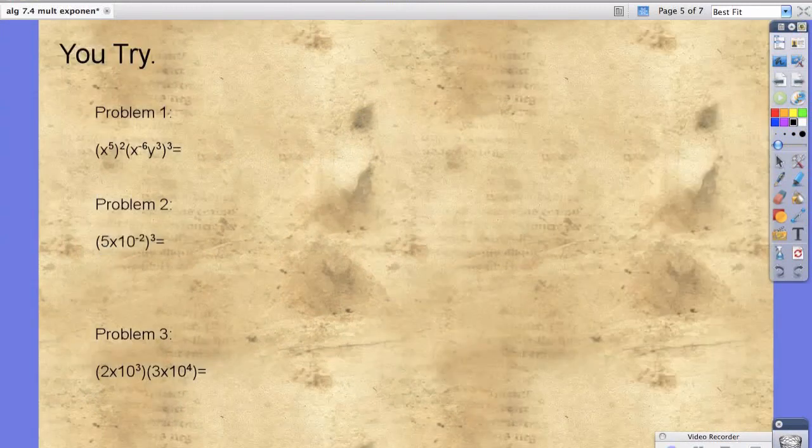Now it's your turn. I want you to try problems 1, 2, and 3, add them onto your notes, and we'll check them tomorrow in class.